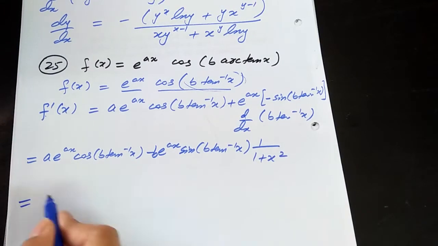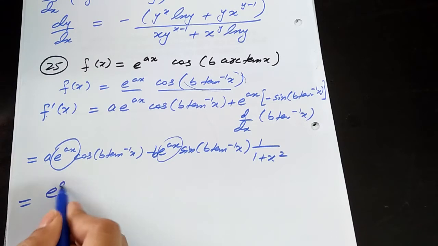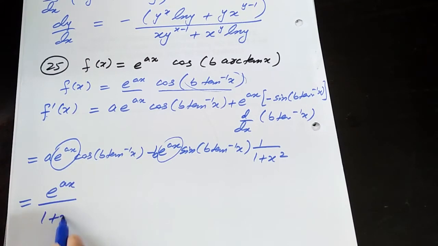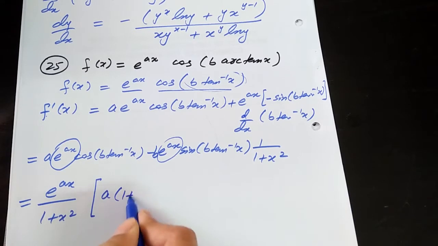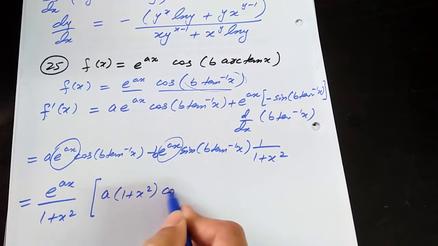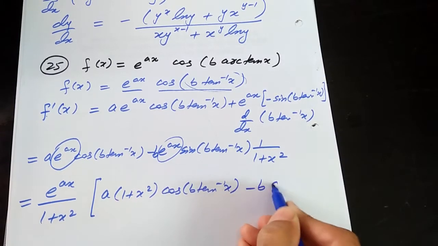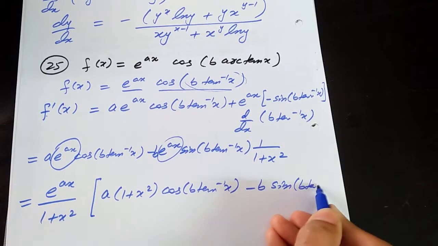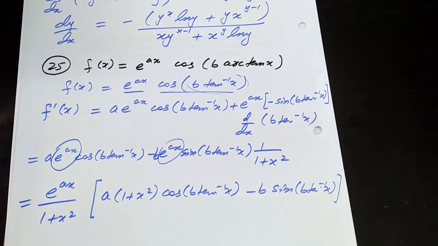Now we can write it like, take e raised to power ax common, and this function will get e raised to power ax over 1 plus x square, and inside I will be left with a times 1 plus x square cos of b tangent inverse of x minus b sine of b tangent inverse of x. So this is the answer for our question number 25.